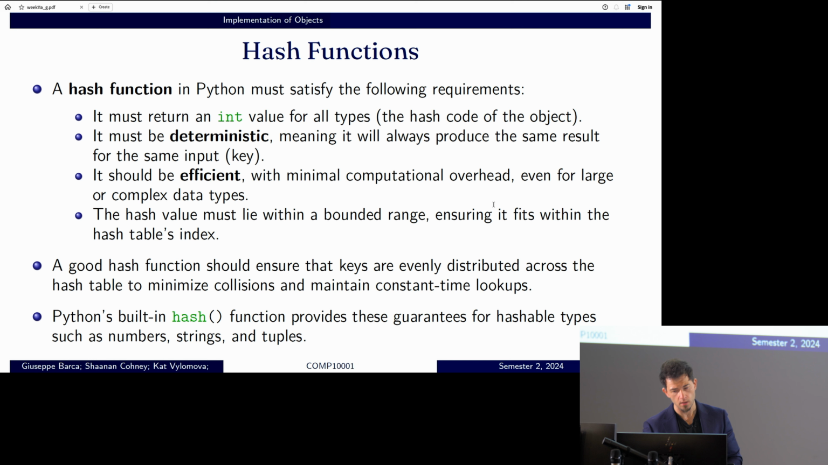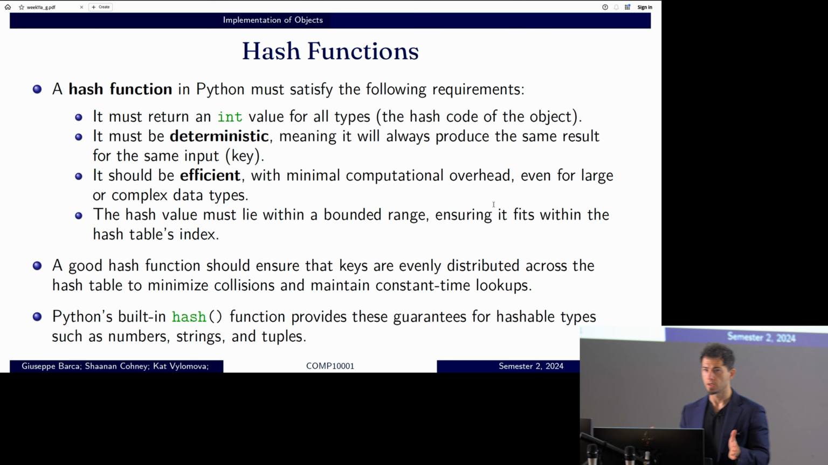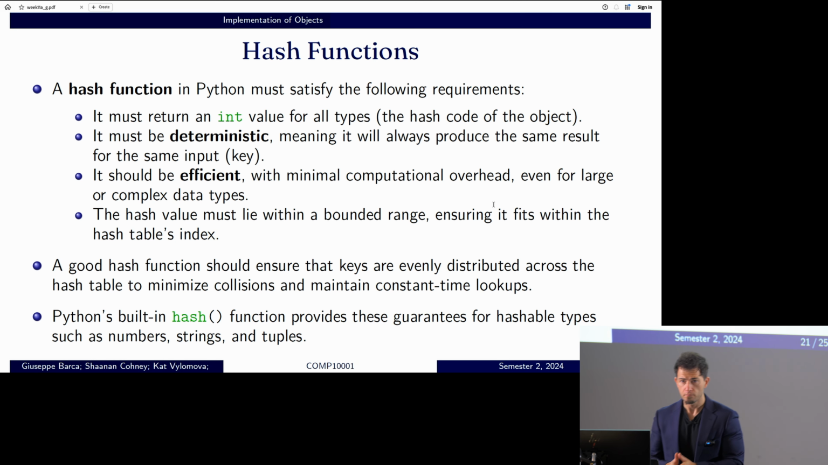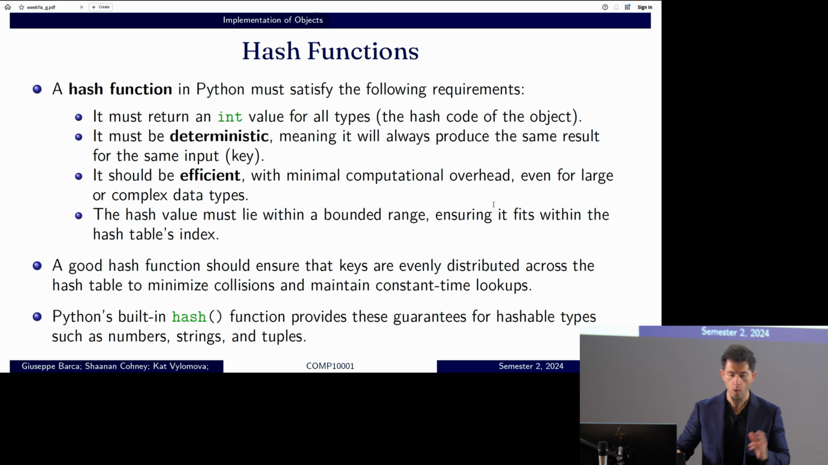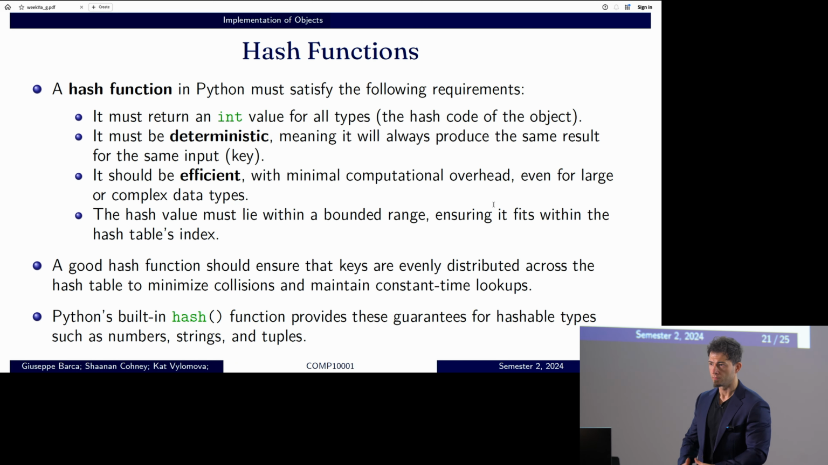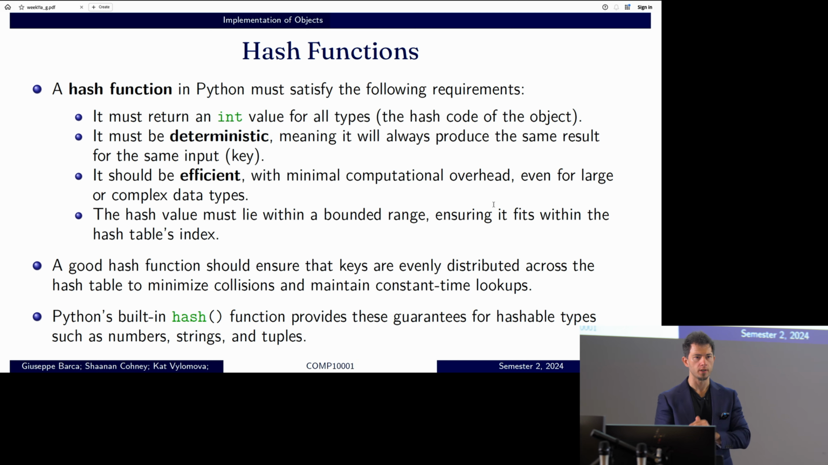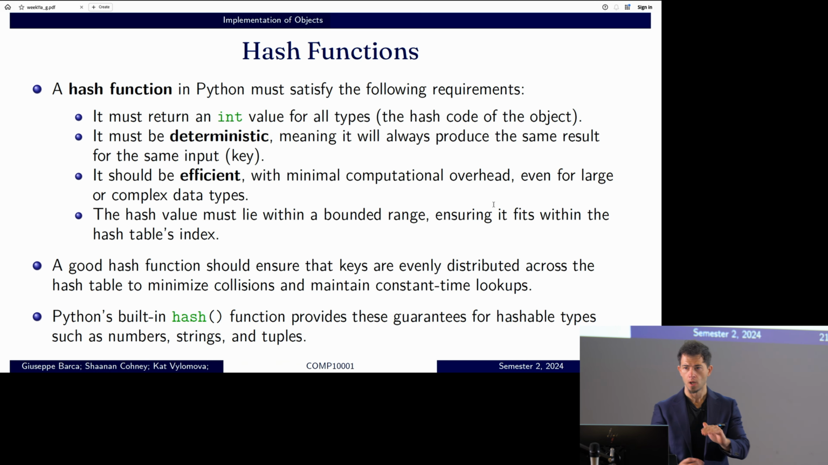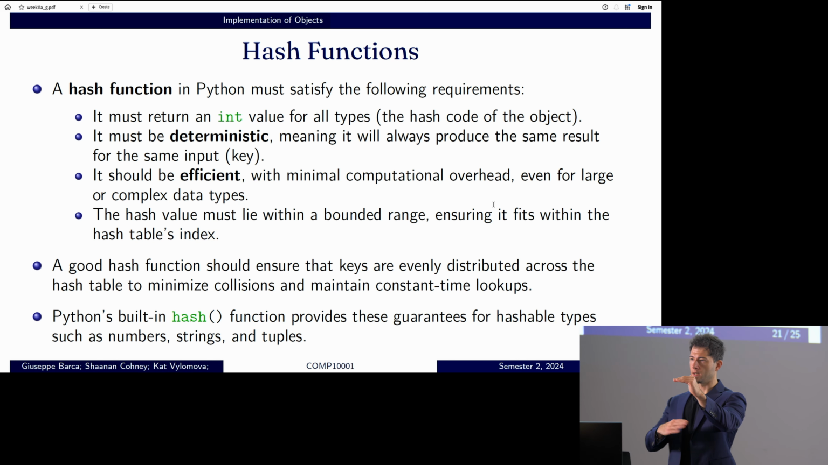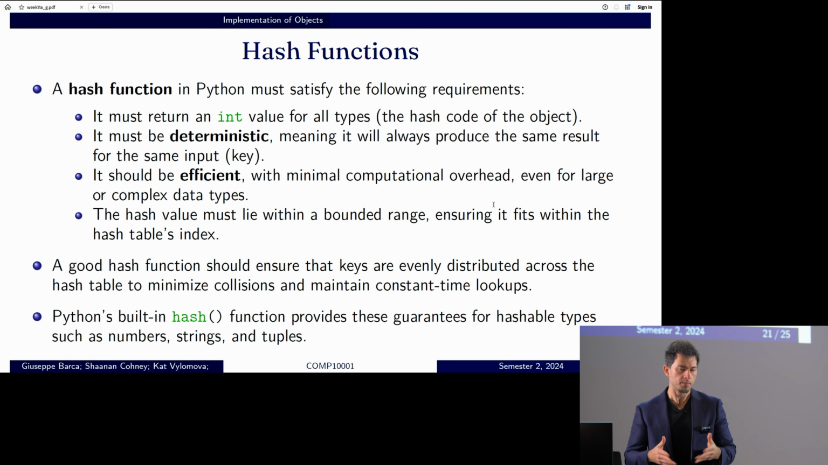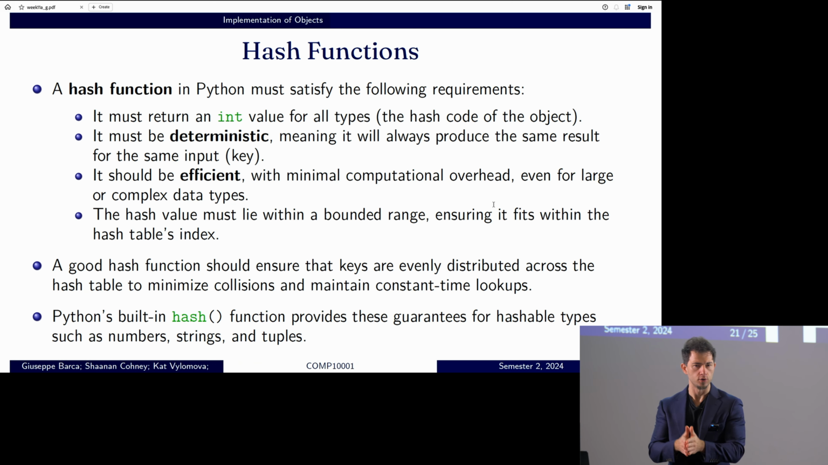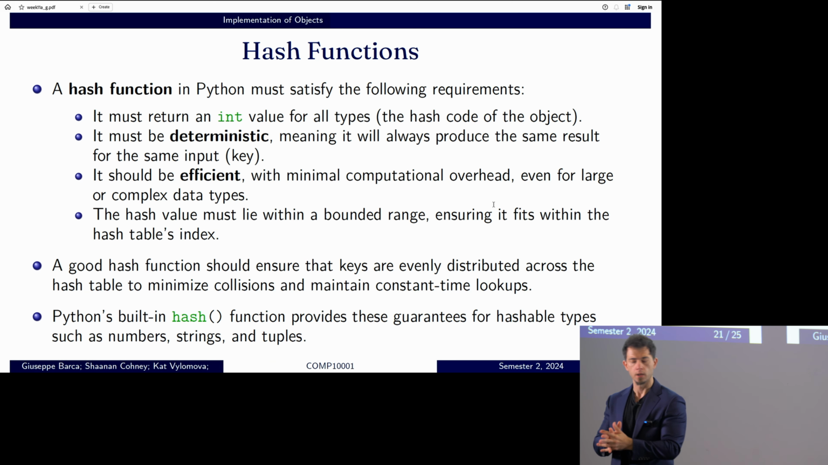And then the hash value must lie within a bounded range. What that means is that when we have our hash table, for physical reasons, we need to allocate a certain amount of memory, and that memory has an initial address and a final address. So we want the hash value to be within that range. And that's typically achieved simply by doing a modulo operation. Okay?